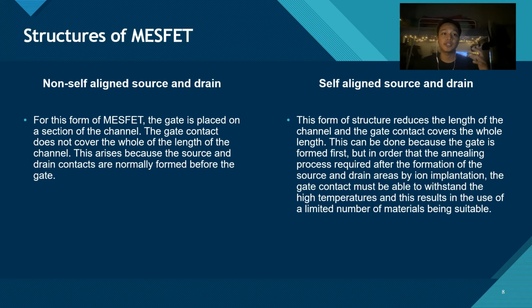For the self-aligned source and drain, this form of structure reduces the length of the channel, and the gate contact covers the whole length. This can be done because the gate is formed first, but in order to withstand the annealing process required after the formation of the source and drain areas by ion implantation, the gate contact must be able to withstand high temperatures, and this results in only a limited number of materials being suitable.